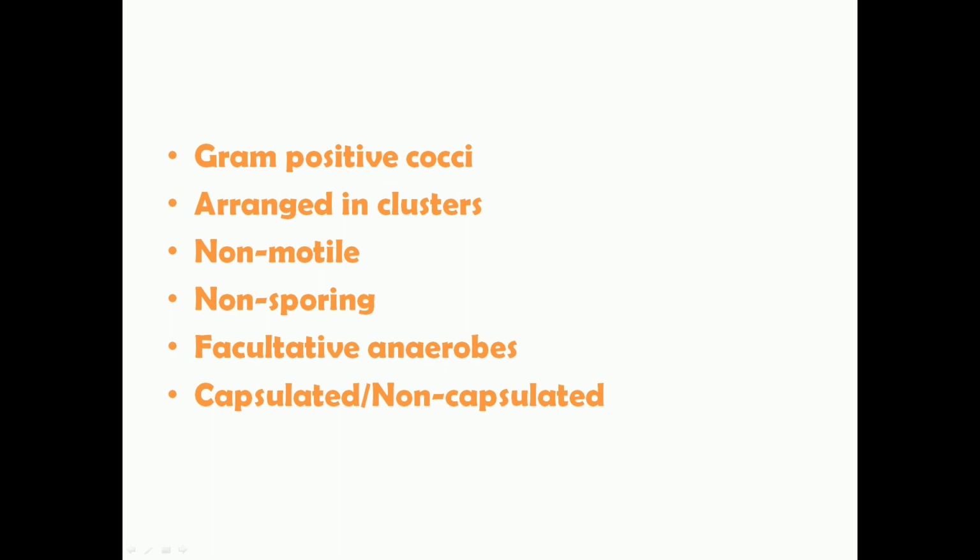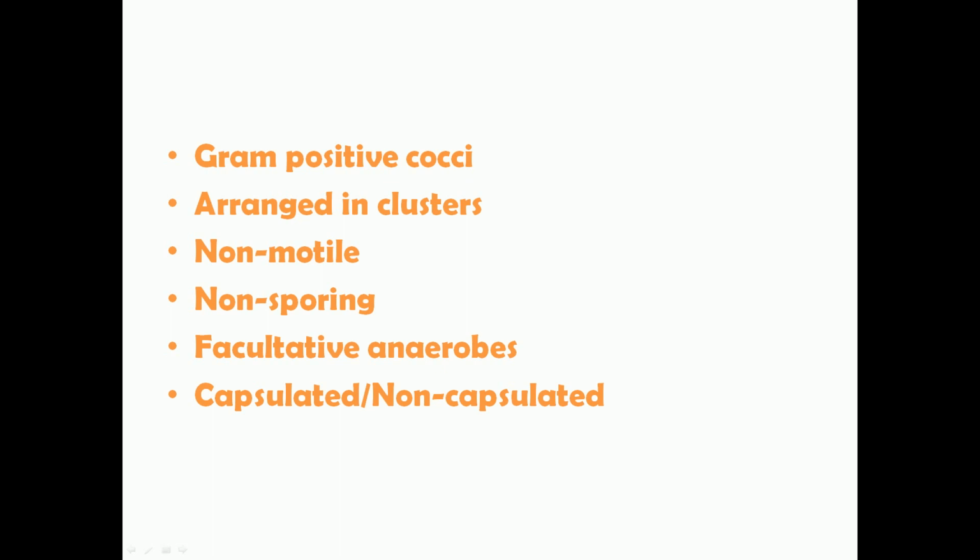So these are the general features about Staphylococcus. They are gram-positive cocci, they are arranged in clusters, they are non-motile, they are non-sporing, they are facultative anaerobes, they are capsulated or non-capsulated. I'll explain all these terms. Gram-positive cocci means they are violet in color after a technique known as gram stain. Okay, so they are violet in color, and they are cocci because they appear spherical in shape. So that's why they are named gram-positive cocci.